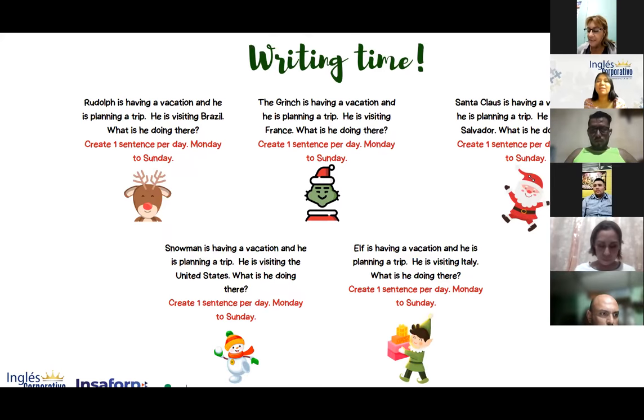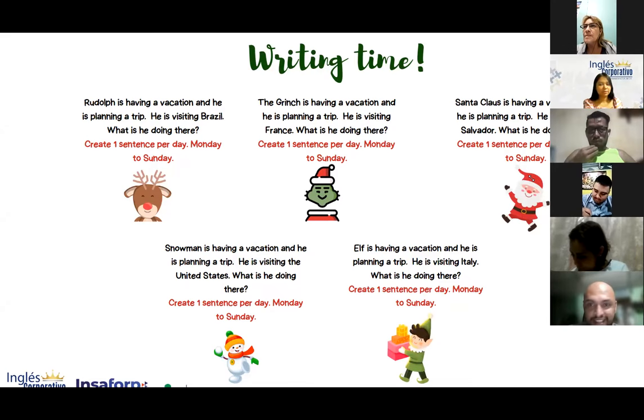Okay, thank you, Rosibel. Giovanni, what is a snowman doing in United States? A snowman is buying a new scarf. Excellent, very good. And what about Elf, Giovanni? What is he doing? He is visiting Italy. What is he doing there? He's eating pupusas. Ah, no, perdón. He's eating pasta in Italy. Okay, he's eating pasta in Italy.